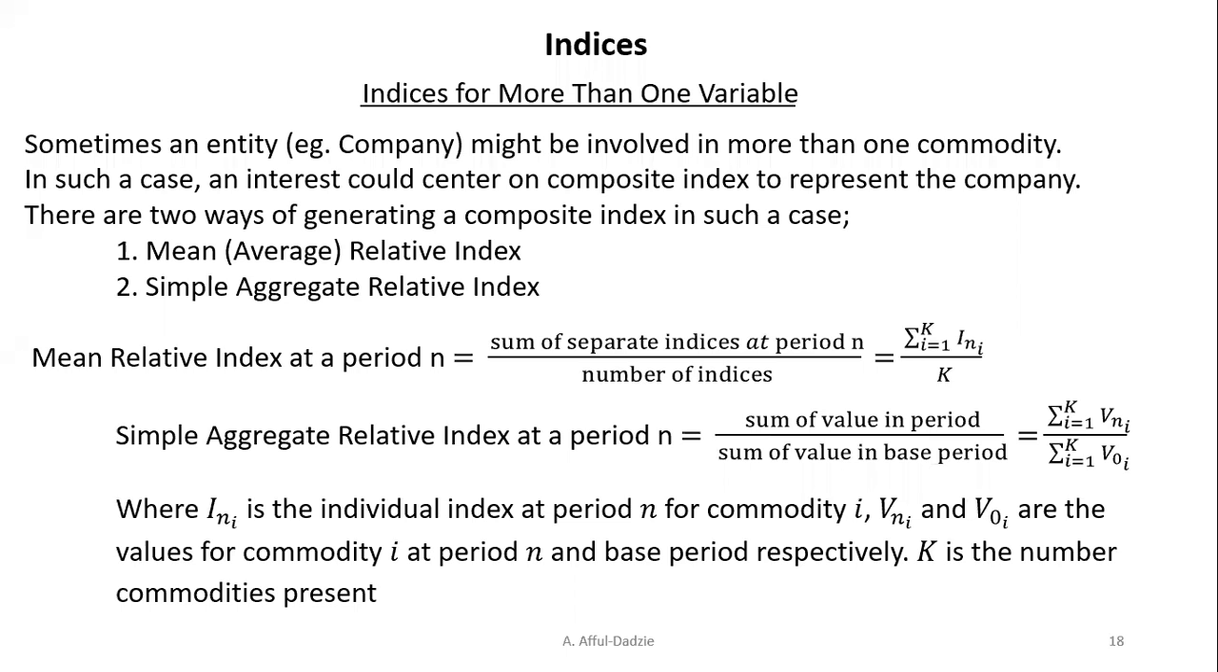For the simple aggregate relative index, rather than going ahead to first compute the index numbers before taking the average, it says to sum the actual values. So sum all the values at the current period, divide by the sum of all the respective base values, and then multiply by 100, and it gives you a composite index number. So please, let's get into it and see it.